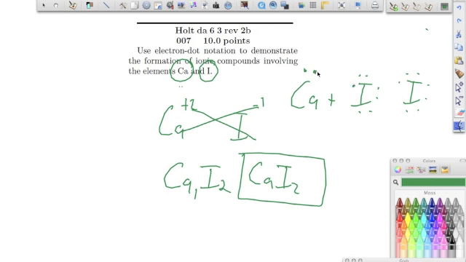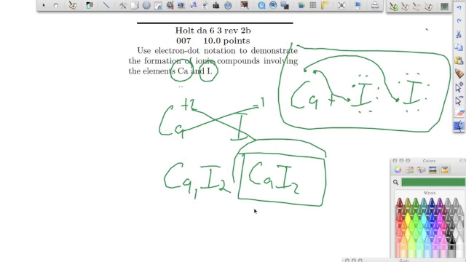So what happens is 1 of our valence electrons from calcium goes to that iodine, and another one goes to that iodine. And so now both of the iodines have 8, and calcium's given up all of its valence electrons, so it's happy. Iodine's happy. So this is our electron dot that we're looking for, and this is our formula.